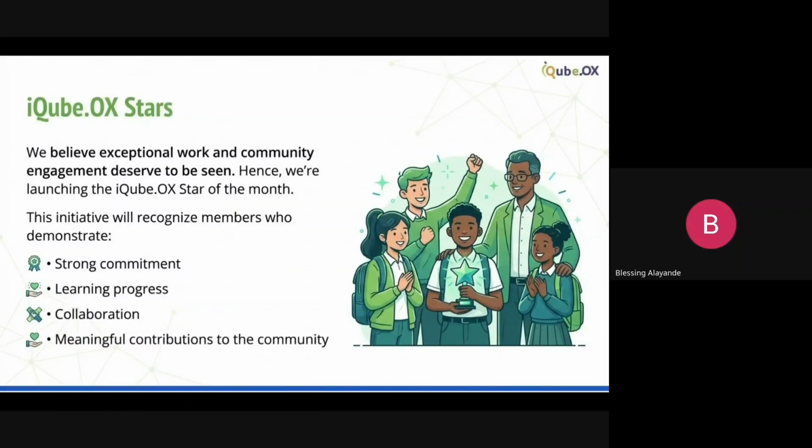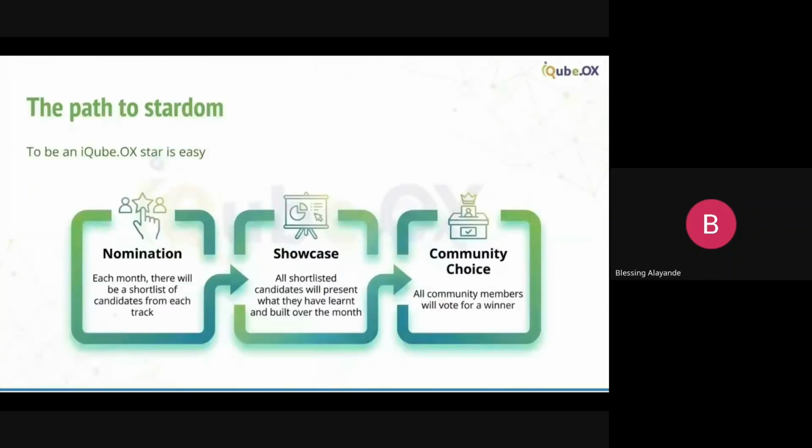So at iQube.ox, we also have stars of the month. So besides just learning, we are recognizing your participation in the community. We believe in your exceptional work and your community engagement. So we post polls, we post messages, kindly react to it, fill out polls, respond, ask questions, answer questions, just be seen. That's the motive behind iQube.ox star. So it also recognizes your strong commitment, learning progress, collaboration, and meaningful contributions to the community.